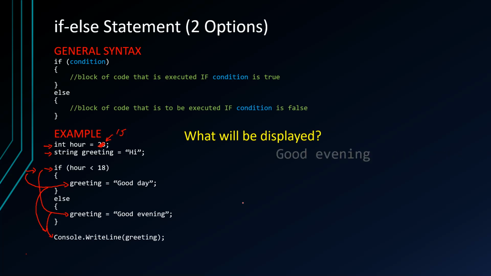All right. So we're going to get good evening as a result, because if you keep the original data at 23, 23 is not less than 18.